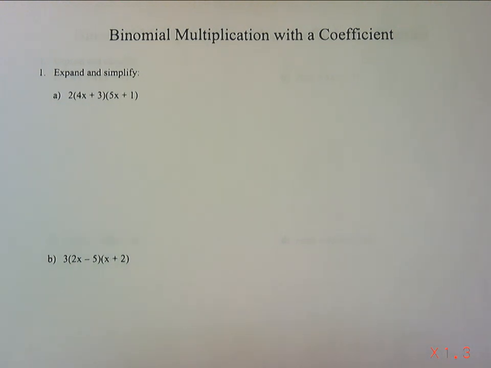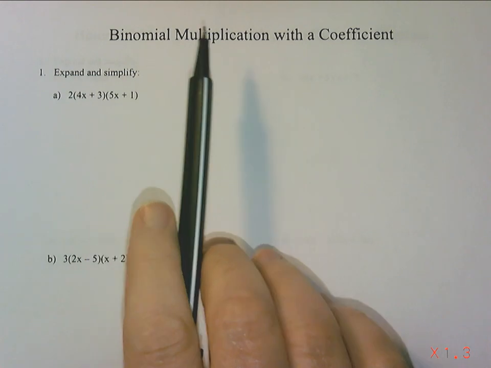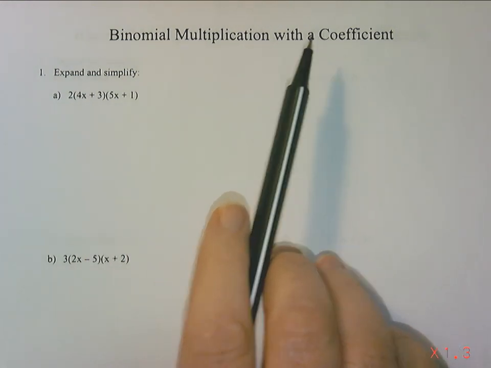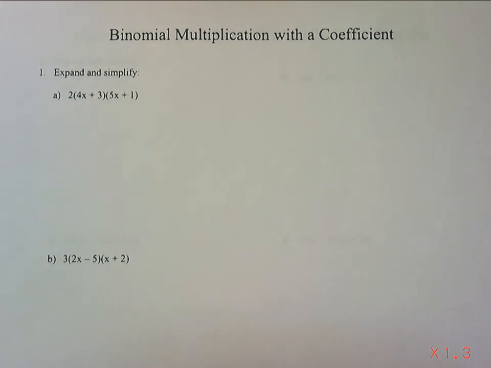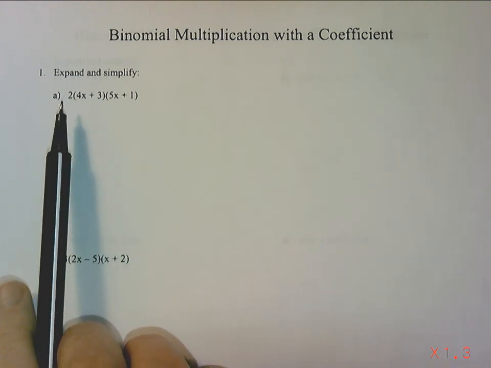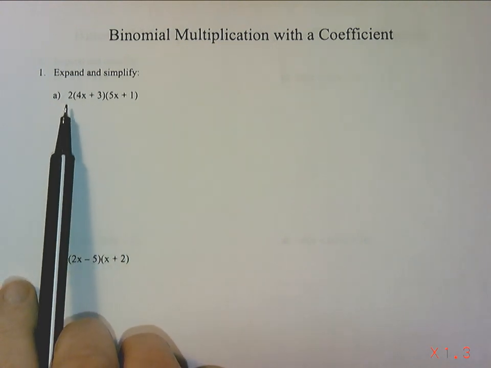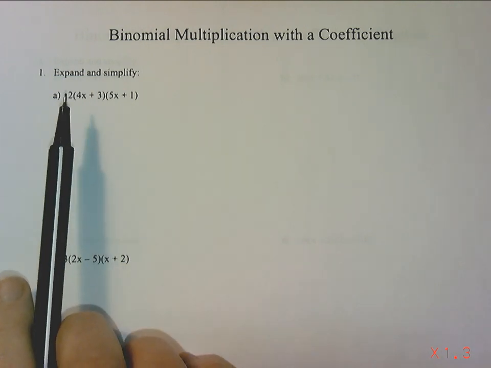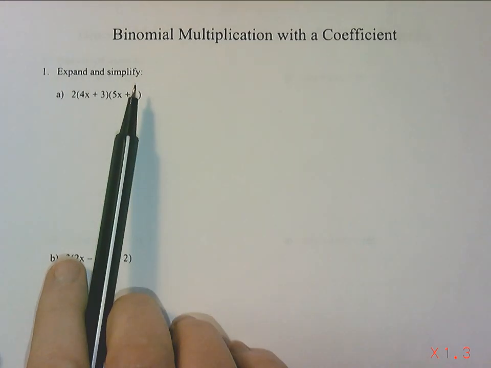In this video, we're going to talk about binomial multiplication with a coefficient. So we've been working on multiplying binomials, so multiplying brackets that have two terms in them. And today we're going to look at what to do if I have an extra number in front of one of the brackets. So this question here says expand and simplify.